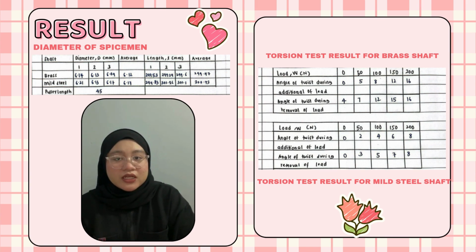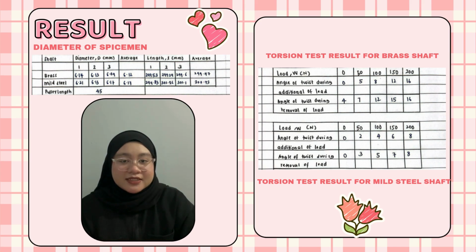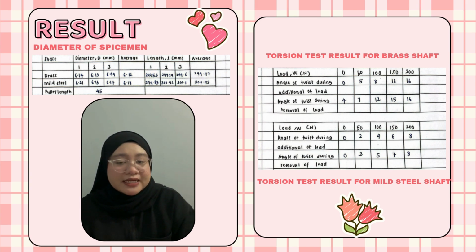During removal of load, the angle of twist values were slightly different, starting from 4 degrees and reaching 16 degrees at maximum load. This difference between loading and unloading indicates the presence of elastic hysteresis, which is commonly observed in ductile materials like brass. From the brass shaft result, we can observe that the angle of twist increased with applied load. The relationship between load and twist is approximately linear within the elastic range.